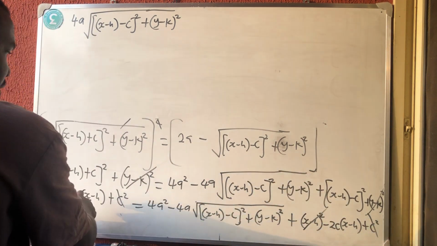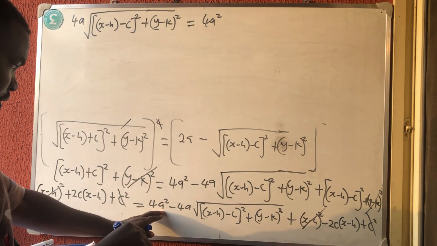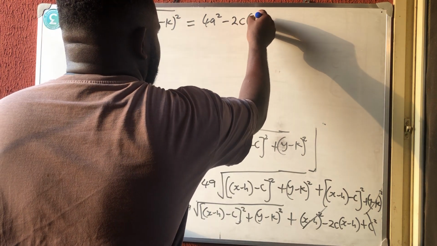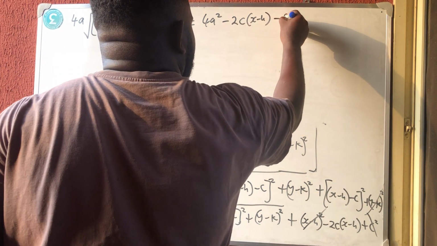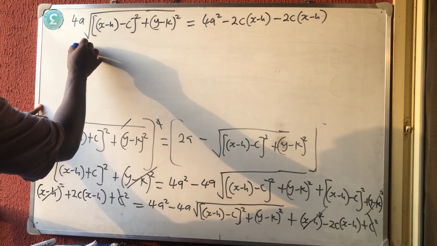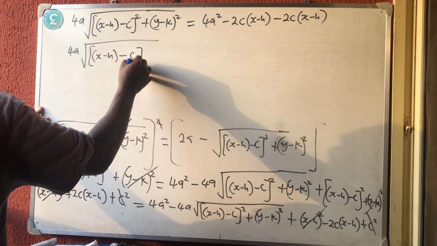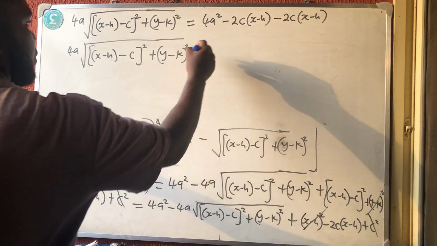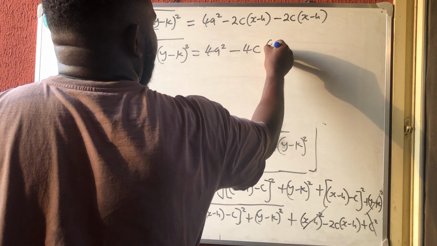I brought this one to this side, but the other side is equal to, I already have 4a squared here, and which other thing ahead? I already have minus 2c bracket x minus h here, then this one is plus 2c, going to the other side to become another minus 2c bracket x minus h. Okay, so now look at this. I'm going to have 4a the square root of x minus h minus c all squared plus y minus k all squared, is equal to 4a squared. Now these two minus this will give you minus 4c bracket x minus h.